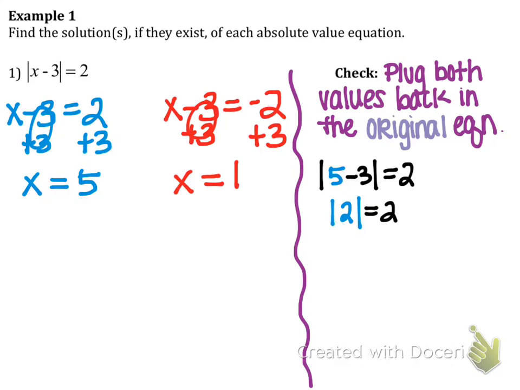Evaluate inside the bars. 5 minus 3 is 2. Now we evaluate our absolute value. The absolute value of positive 2 is positive 2. So does 2 equal 2? Yes. So I put a check mark there. Let's try the next one.